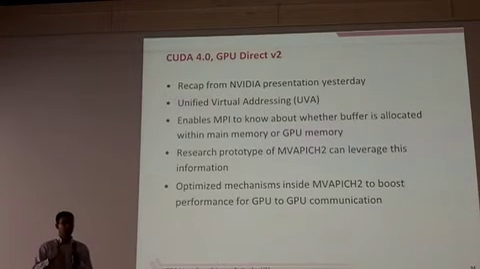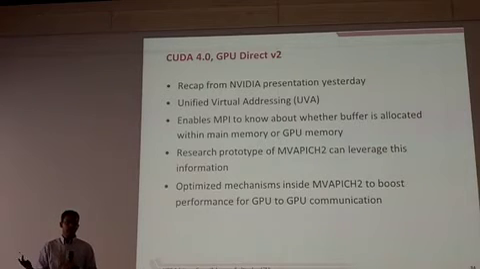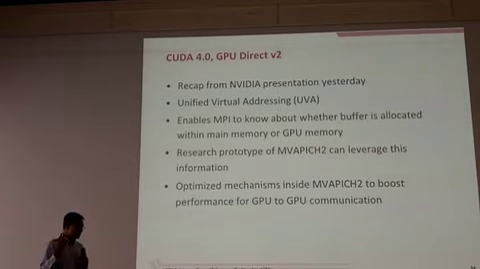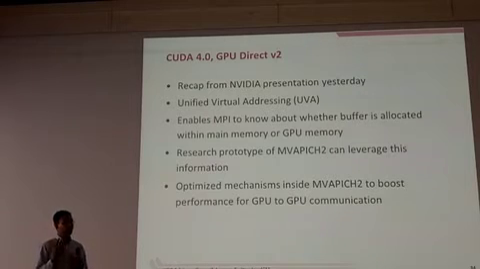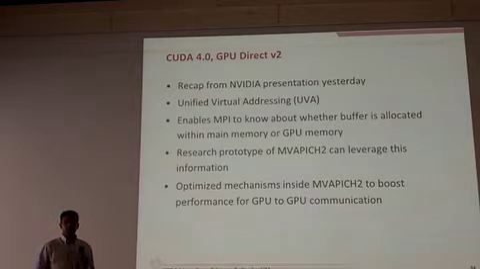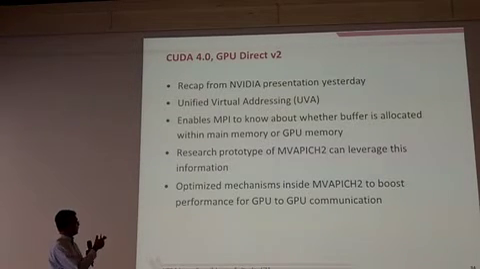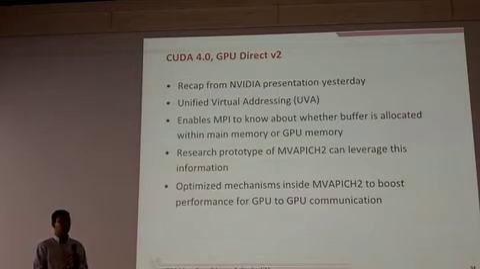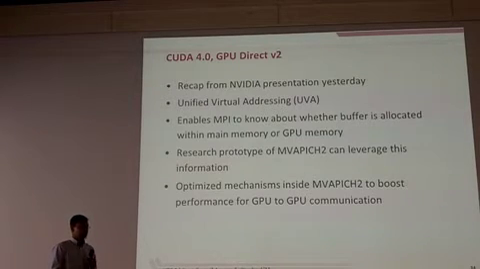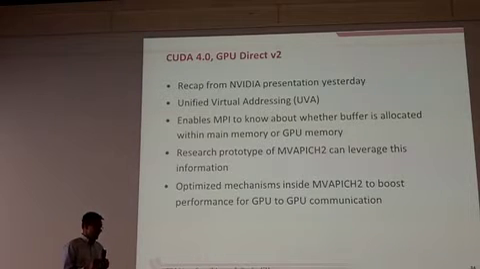which means that all your GPUs and your CPUs can see the same memory address space. This is very interesting because this now enables the MPI library to know that given a buffer, where does it sit? Is it in the GPU or is it in the CPU? So actually we have a research prototype of MVAPICH2 which can take this information and convert this into much improved performance.